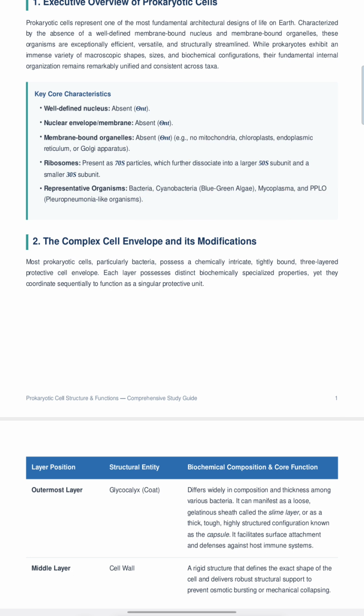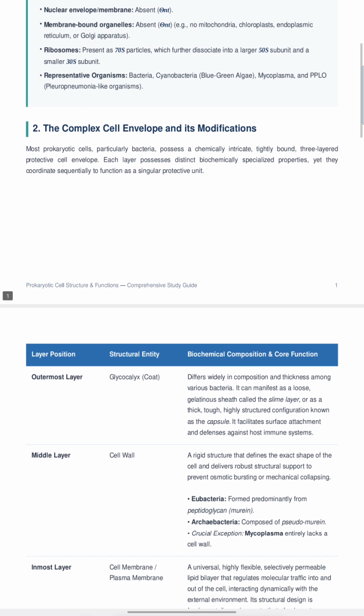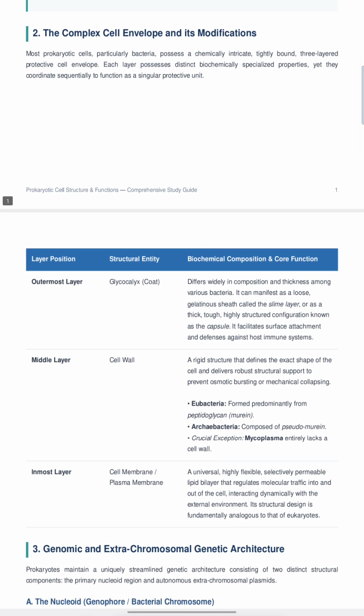The representative organisms, meaning the organisms which belong to prokaryotic cells, are bacteria, cyanobacteria, blue-green algae, and mycoplasma, the pleuropneumonia-like organisms. Pleuropneumonia-like organisms are very small organisms. So the next topic is the complex cell envelope and its modification.